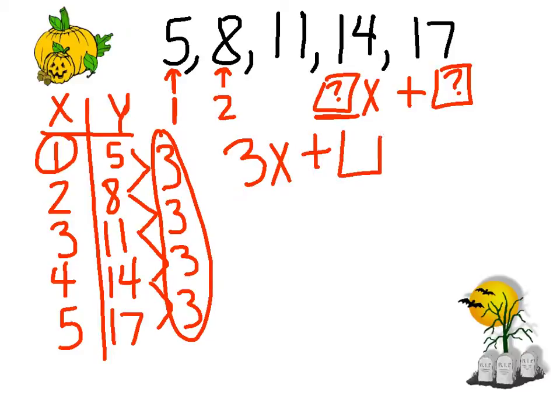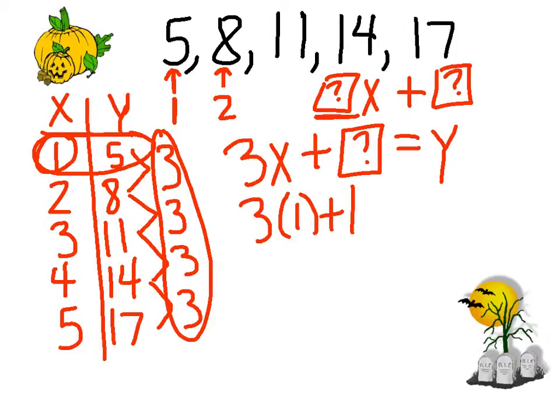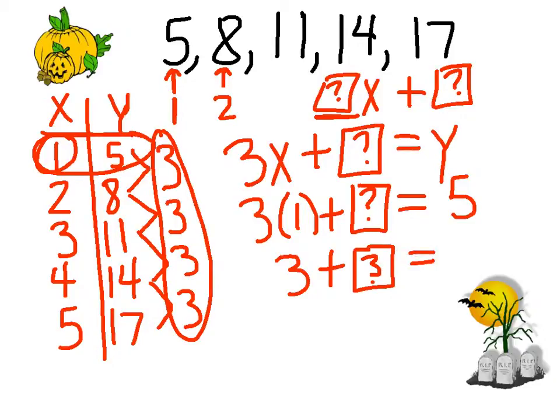Now we're still missing our last thing, remember? It's going to be something x plus some number. So that means we're looking for what number is going to fill this in to give us these values over here. Now how we can figure this out is we can plug in one of our ordered pairs. So we plug in 1 for x and 5 for y. So we'll have 3 times 1 plus some number is equal to 5. So on the left we have 3 plus whatever number we're looking for is equal to 5.